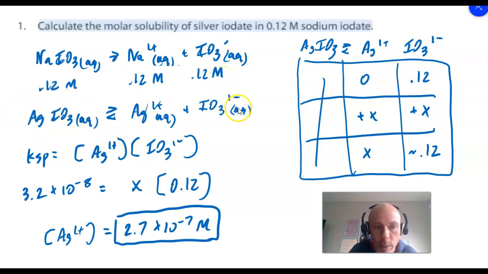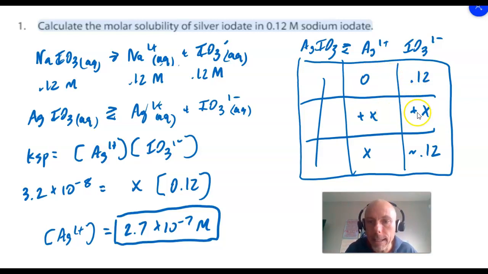I've then written the equilibrium expression for silver iodate. 1 silver ion, 1 iodate ion per silver iodate that is dissolved. That should be an S there, I'm appreciating. It should be a solid. So pretend that that's an S. Ksp expression is here. Silver times iodate concentration is equal to Ksp. And then I go over here to my ice table. I leave silver iodate out of it because it's a solid. It doesn't show up in the Ksp expression. The concentration of silver ions is 0 to begin with. There's no silver in the solution, but there is 0.12 molar iodate.